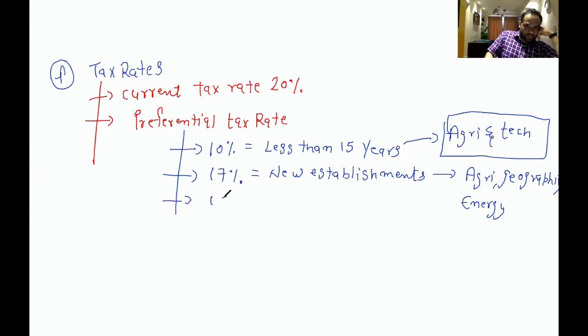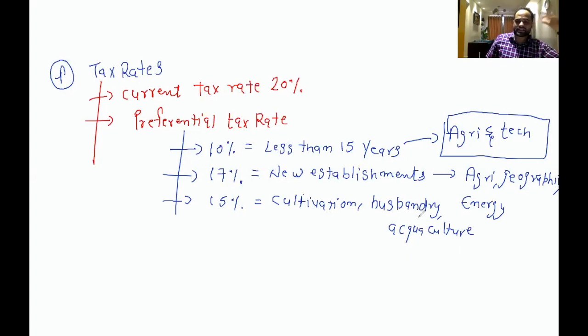Next is 15%. This rate applies to the business which is involved in cultivation and husbandry, or aquaculture. So husbandry is mainly about animals related business. So these are the tax rates for different kinds of business, but in most cases 20% is applicable, right? So these are the tax rates.